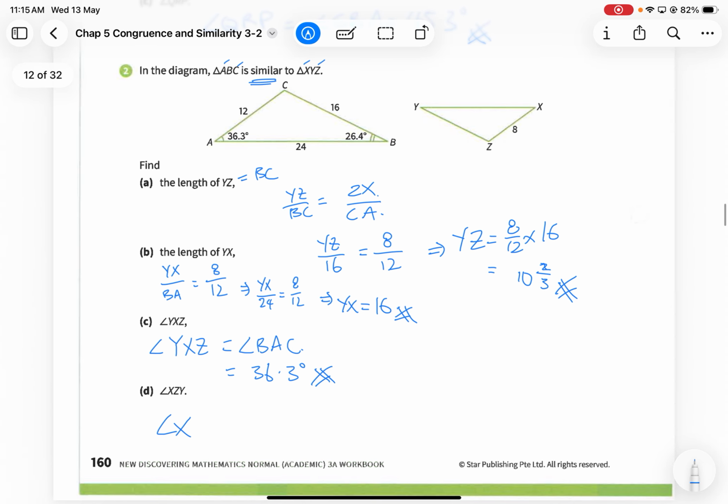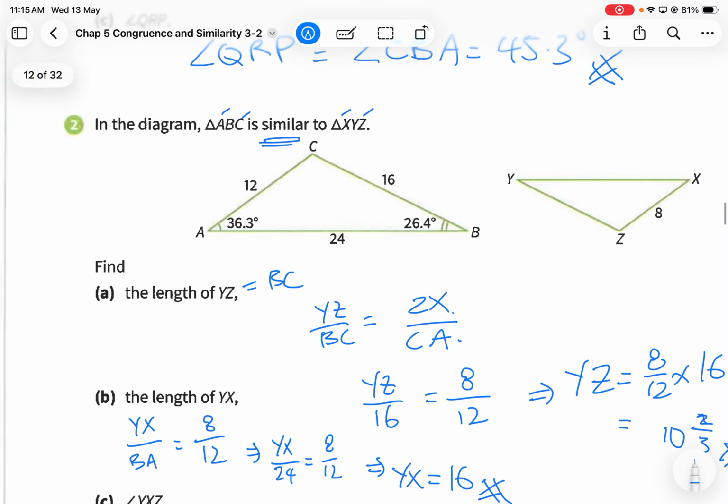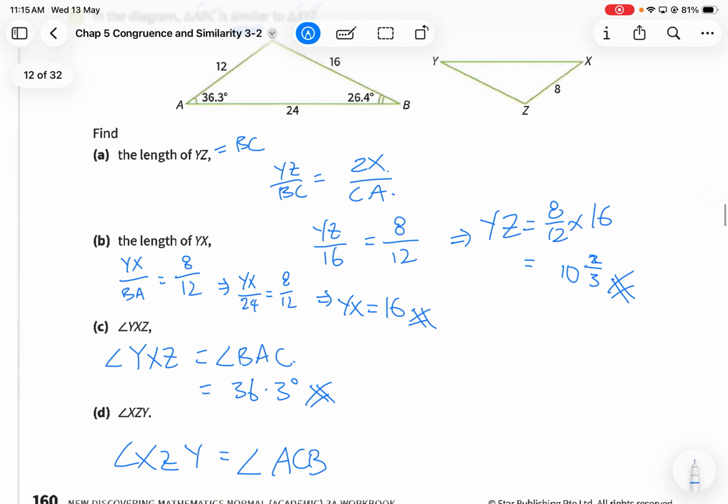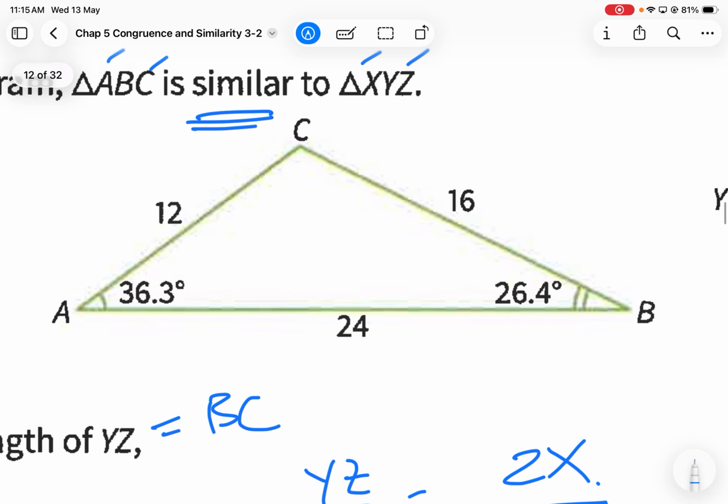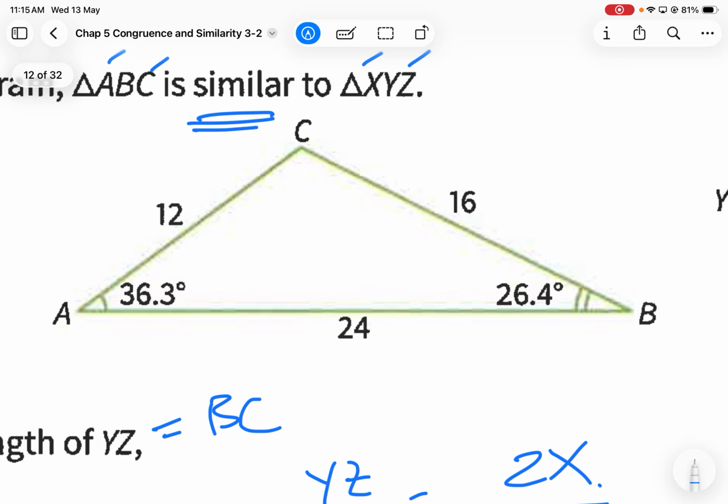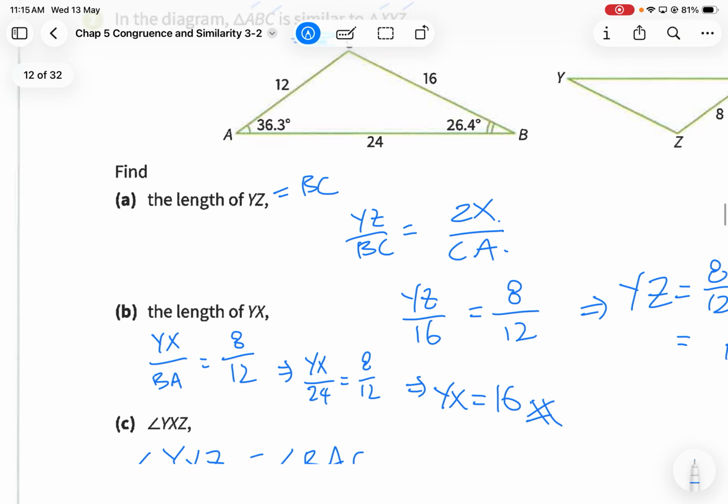Okay, angle XYZ corresponds to angle ACB. But at first I don't know what ACB is. So I have to go and find ACB. ACB I can find. Triangle, the three angles add up to 180.